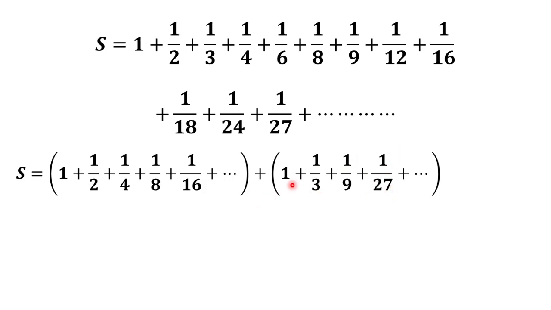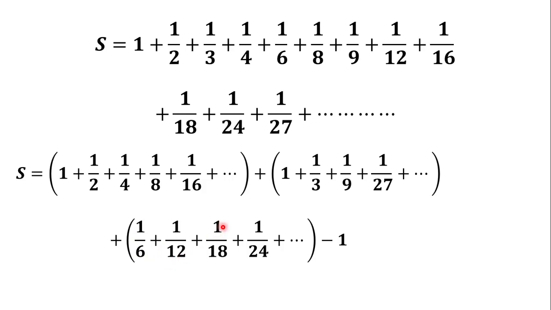In this step, we need to add 1 to our expression, and in the next step, we subtract 1 from our expression. The remaining fractions are 1/6, 1/12, 1/18, 1/24, and we write minus 1 because in the previous step we added 1 to our expression, so we need to subtract 1.